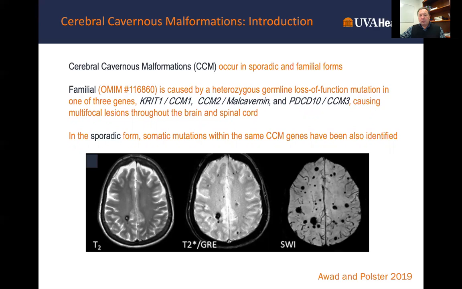The familial form presents with multiple brain lesions that are best imaged with T2-weighted MRI. The different flavors of T2 have different sensitivity. For example, T2 star and GRE detect more lesions, and the susceptibility weighted imaging method has the highest sensitivity. However, this approach doesn't work very well in the rodent model.